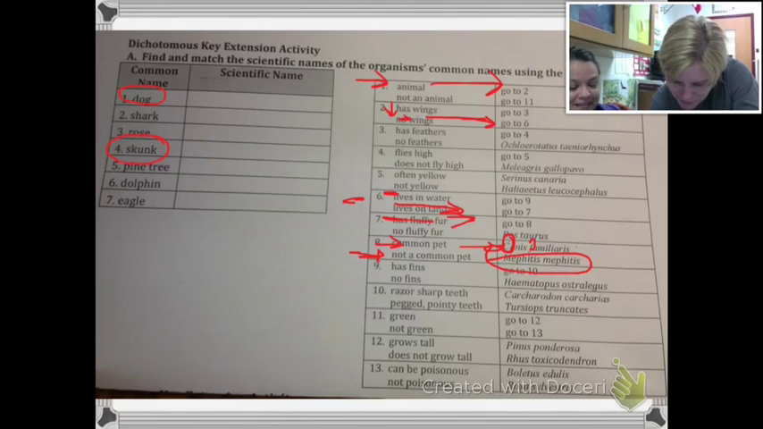Very good. So that is how you use a dichotomous key. Cool.